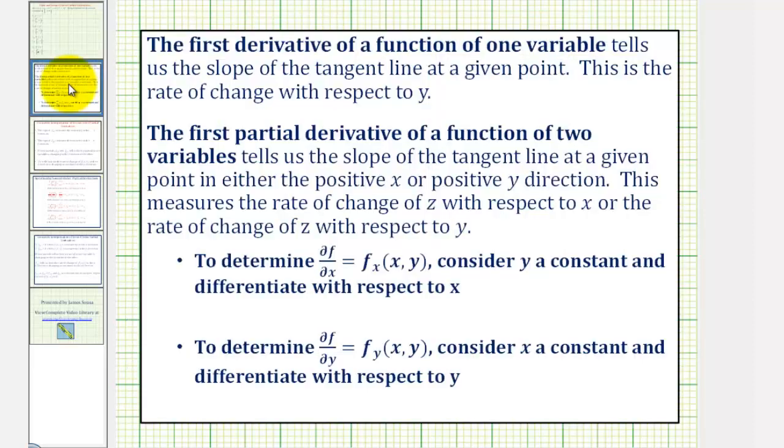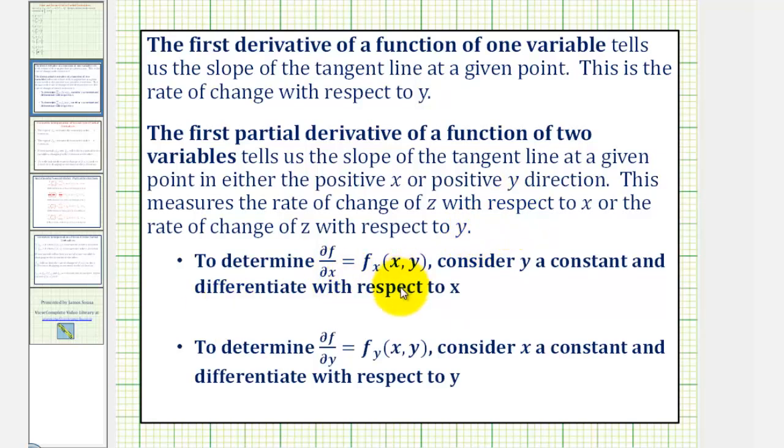them. The first-order partial derivative of a function of two variables tells us the slope of the tangent line at a given point in either the positive x or positive y direction. This measures the rate of change of z, or our function f, with respect to x, or the rate of change of z, or f, with respect to y, based upon which partial derivative we're determining.